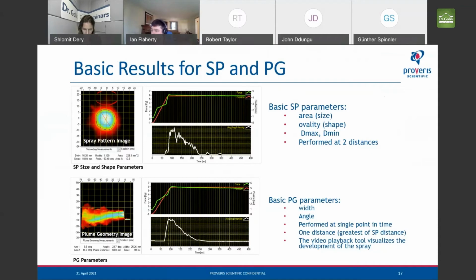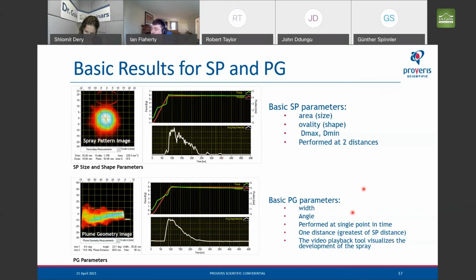On the right side, you'll see the position in red, the force profile in green. Then this graph is the intensity, so this is relative image intensity during the duration of the spray event. You'll see when the spray starts, the image intensity spikes and then gradually falls back down as the spray concludes.